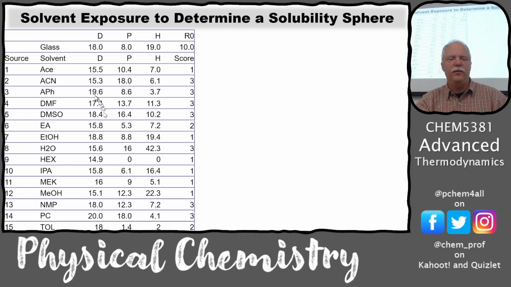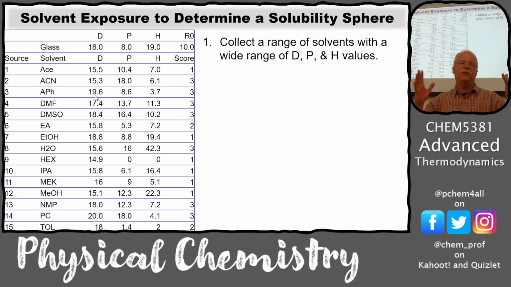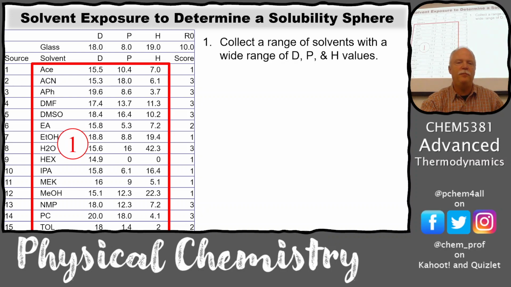So what we do is we gather a range of solvents. Now, what is a good range of solvents? It's not just a big list of solvents. You want solvents that have different D values, P values, and H values. So notice these go, there's the smallest one, it's like 14. Do I have any less than that?